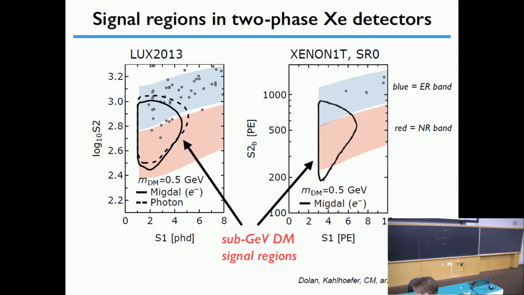So the signal lies here, which is an electronic recoil signal, but it lies also over the nuclear recoil band where your signal should be lower. So you're not going to have background in here.